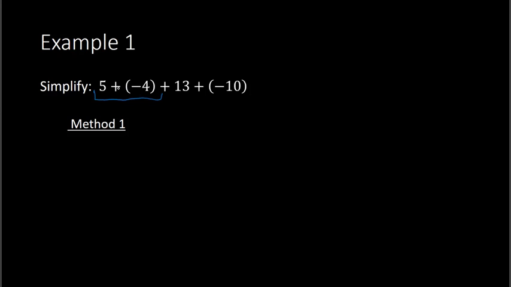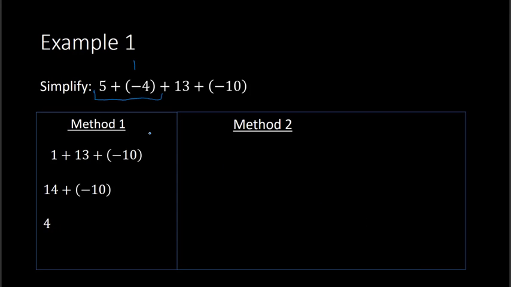Well, the signs are different, which means I subtract 5 minus 4, which would be 1. And then to determine positive or negative, I look at the absolute values. So 5 is bigger than 4, so I keep the sign of the 5, which was positive, so that would be a positive 1. So I now have 1 plus 13 plus negative 10. Well, 1 plus 13 is 14, and then 14 plus negative 10, the signs are different. One's positive, one's negative, so I subtract 14 minus 10 to get 4, and the 14 is bigger and is positive, so my answer is a positive 4.